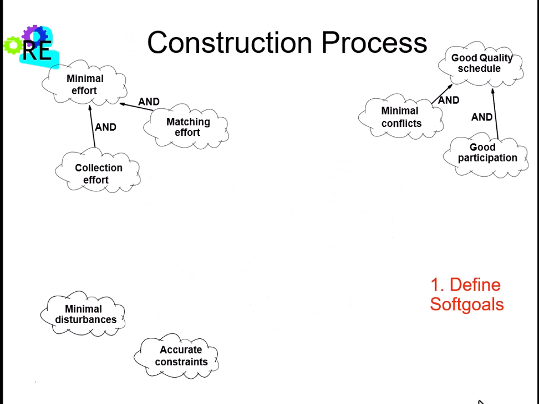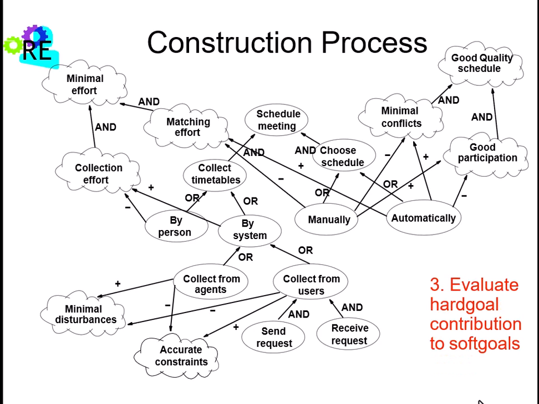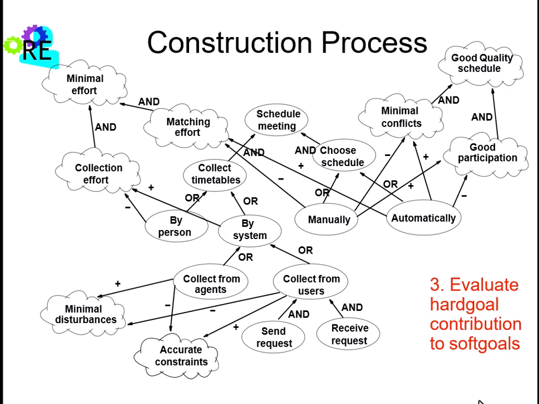Now the construction process. First we define the soft goals at the corner sites using AND OR refinement along with the plus minus signs, and then in the middle we define the hard goals, and then we use the plus minus signs. So this was all about the construction process of different goals and how they are linked together. So this was all about the goal modeling.